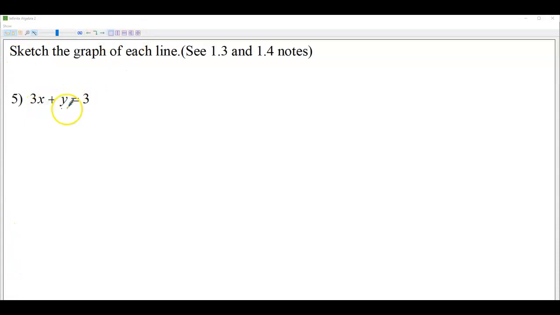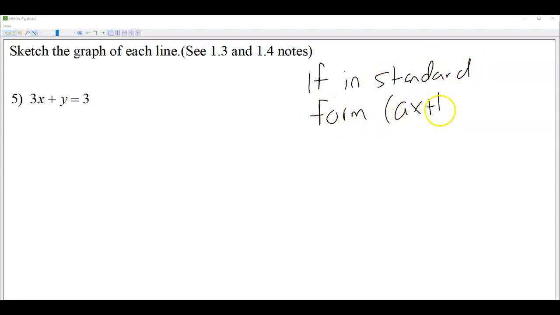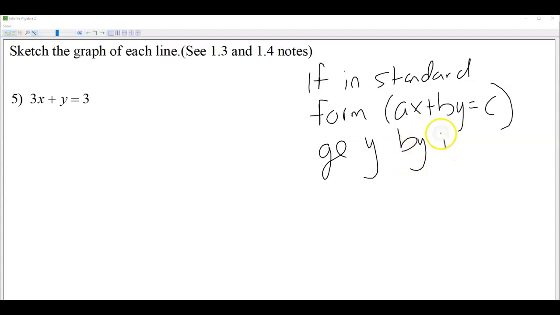Sometimes you get equations like this on number 5, which are in standard form. Standard form is ax plus by equals c, or honestly, it could be in any other form also. We want the y equals mx plus b form. So if it's anything other than y equals mx plus b, basically what you need to do is get y by itself.